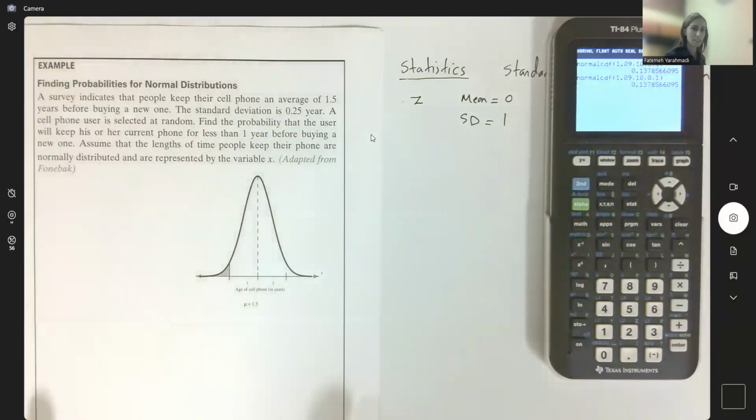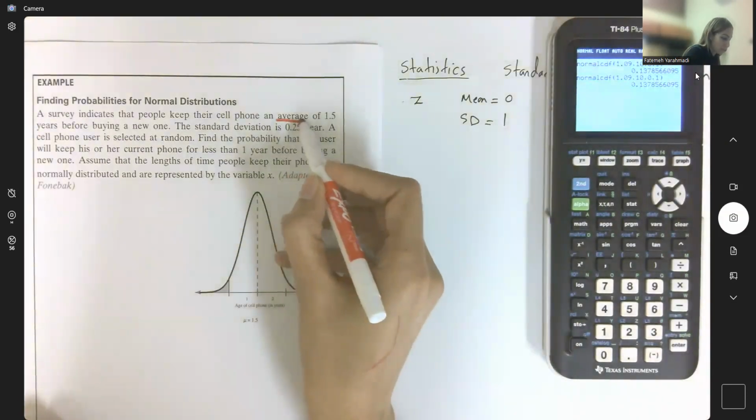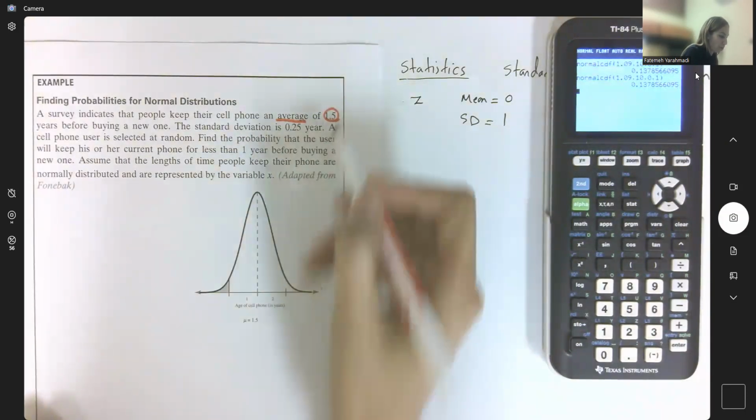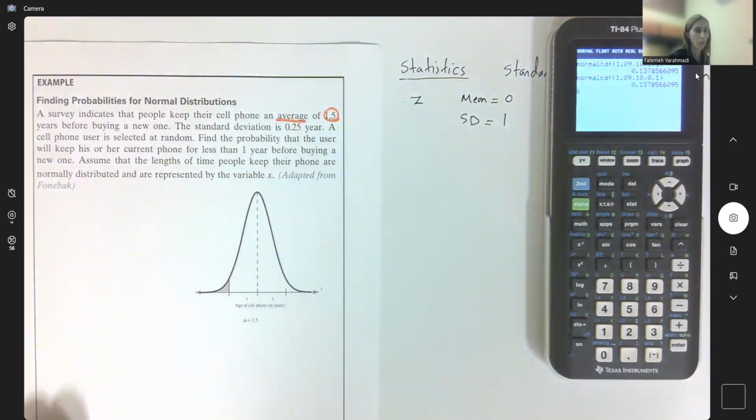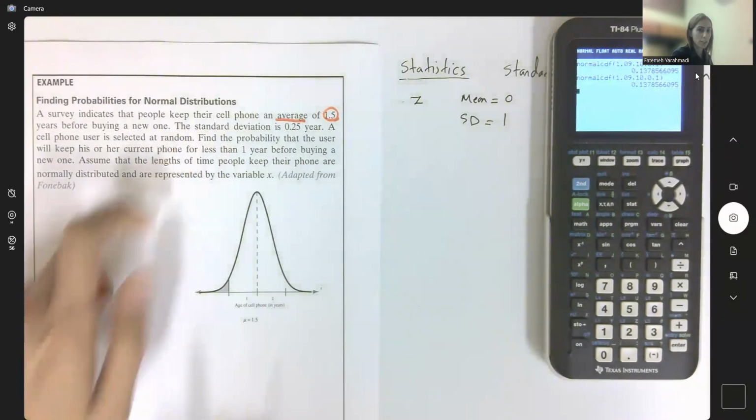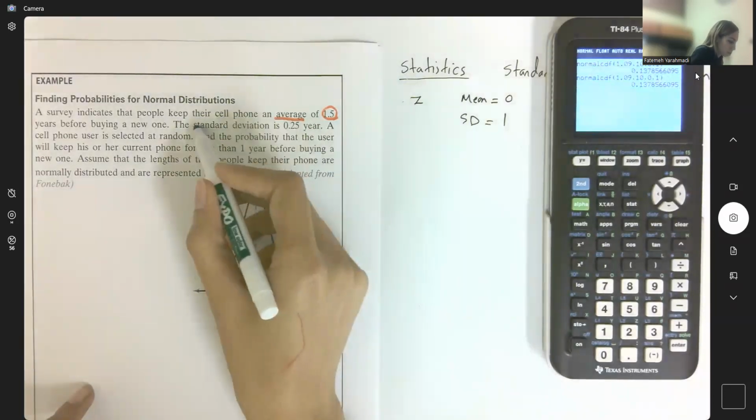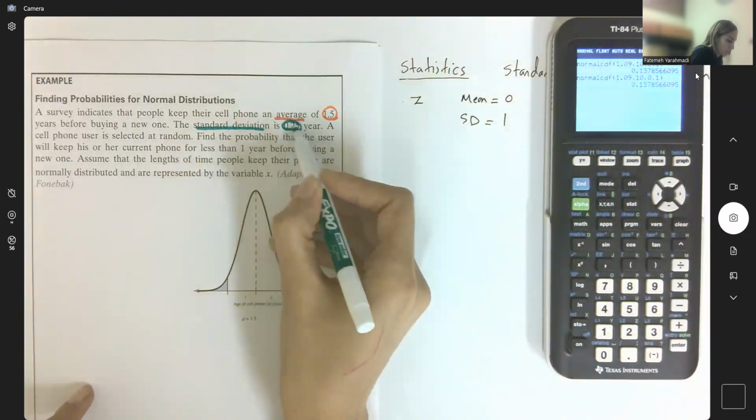We're going to start. So in this example, we have the following scenario. The question says, a survey indicates that people keep their cell phone an average of 1.5 years before buying a new one. Okay, we have some important information here. The average is 1.5 years before buying a new one. The standard deviation they found to be 0.25 year. So two important pieces of information here for you.